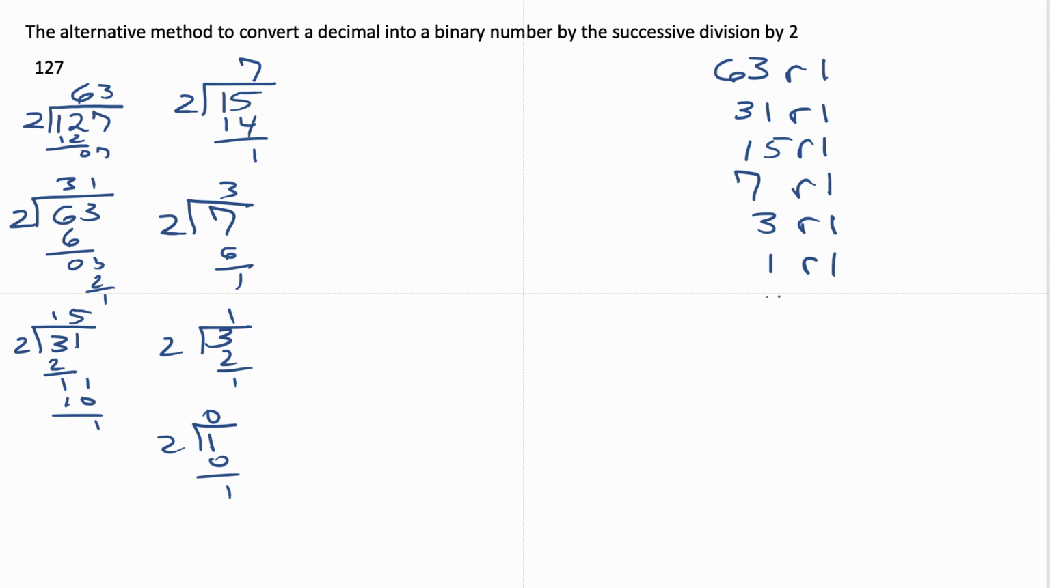So that's going to be 0 remainder 1. And once you get to 0, you stop. And how you read your binary number is you read it from the bottom up. So we start out at this number. So we go 1, 2, 3, 4, 5, 6, 1, 2, 3, 4, 5, 6, 7. And we didn't have an 8th position, so I'll just put 0 there.